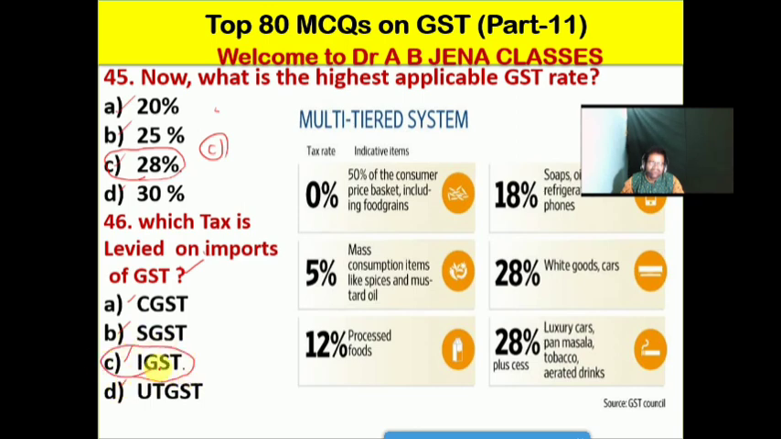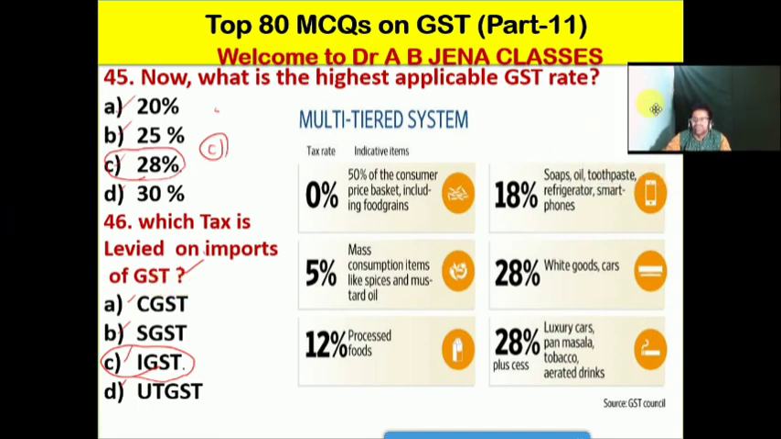No doubt friends, so C is the right option for this MCQ. Friends, let us discuss the multi-tiered system as per the GST Act. The tax rates are 0%, 5%, 12%, 18%, and 28%. So 50% of a consumer price basket, including food grains, will have 0% tax.